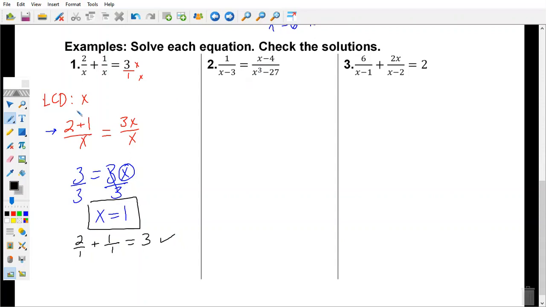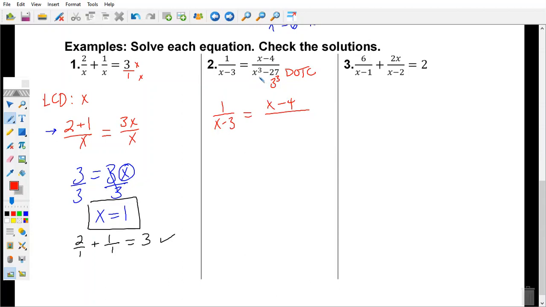So here we actually have, we haven't really brought up difference of cubes in a while, but this is a difference of 2 cubes. How do I know they're cubed? Because x to the third, and then 27 is 3 to the third. So we have difference of 2 cubes. So it's going to be helpful to fully factor so that we can figure out what our LCD is. So we have 1 over x minus 3 equals x minus 4.